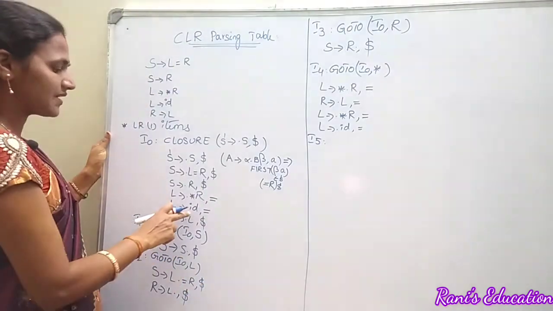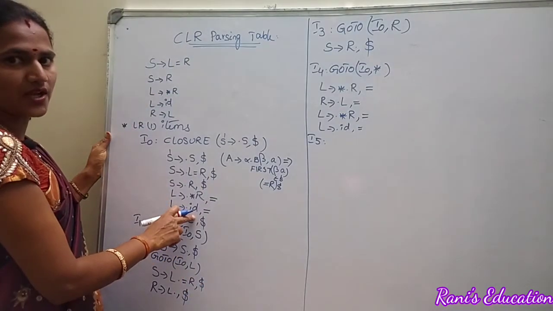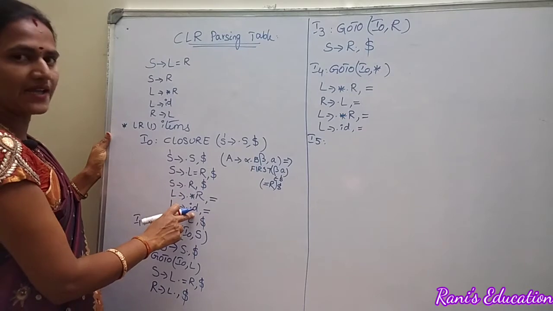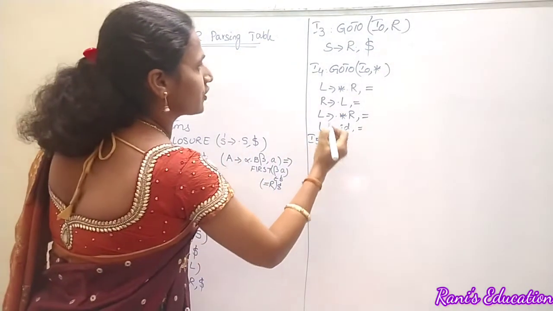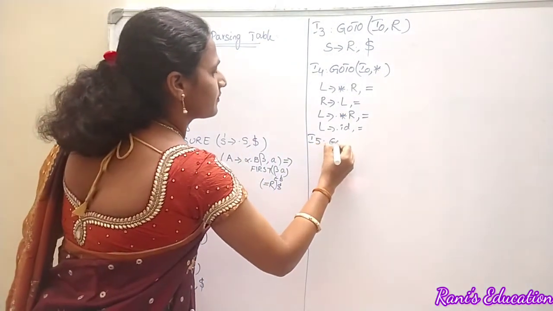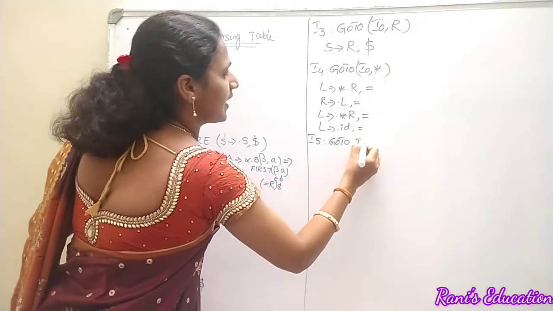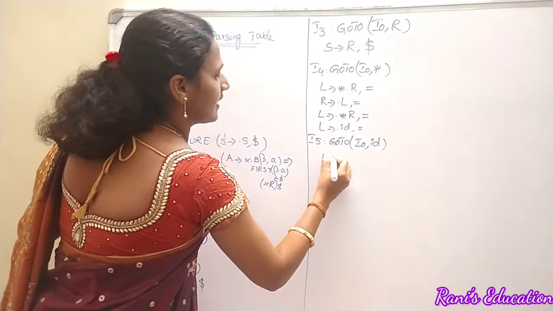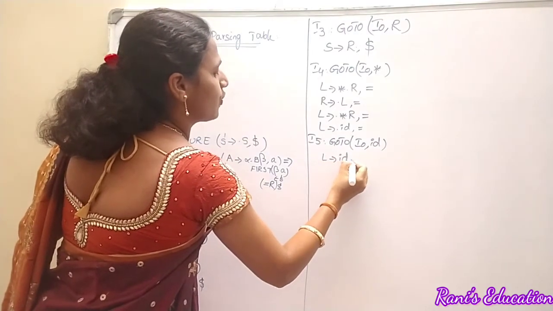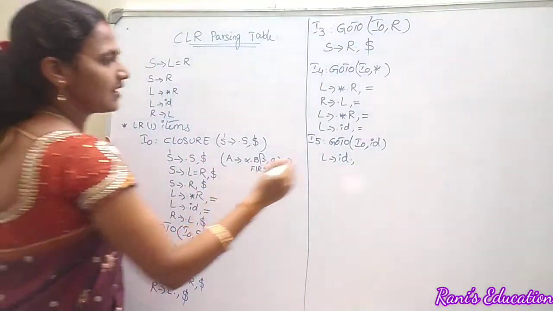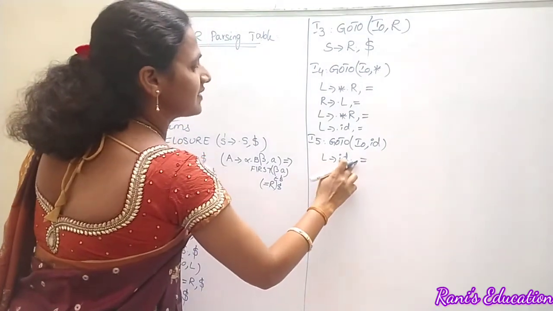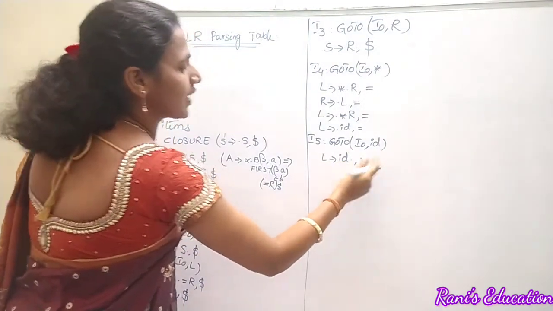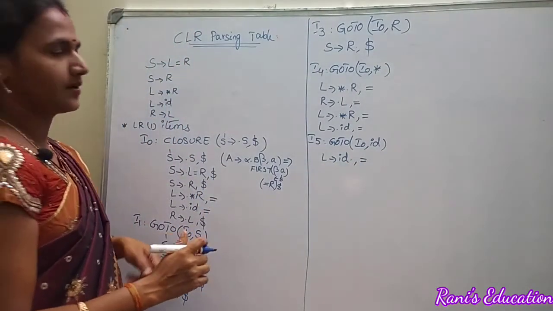What is the next symbol that is present in this I0 item? After asterisk, ID is the one, right? So for that I am going to create an individual item. Goto of I0 comma ID, that is L derives ID dot. What is the lookahead for that? Equal. So we have completed this with the lookahead equal, right?